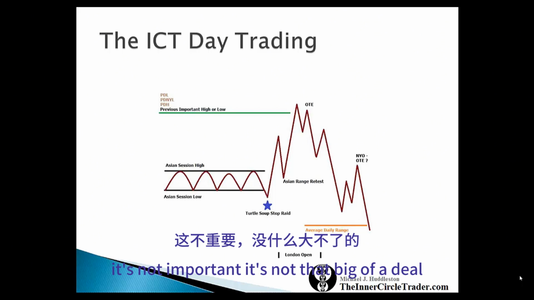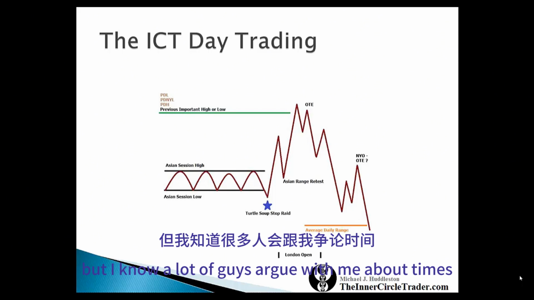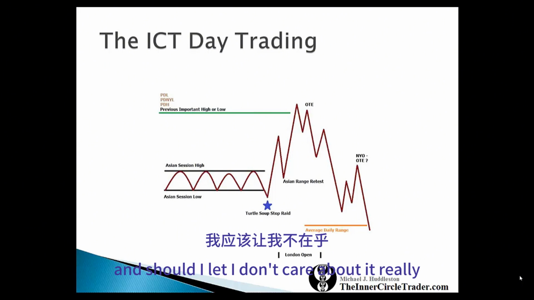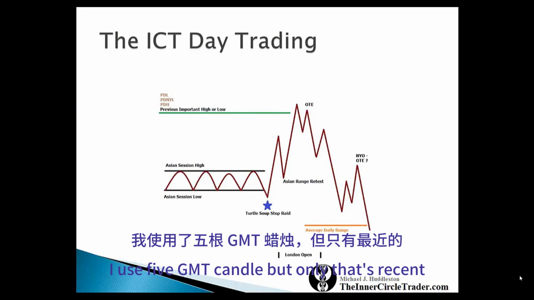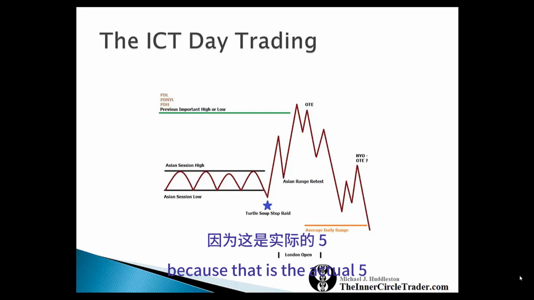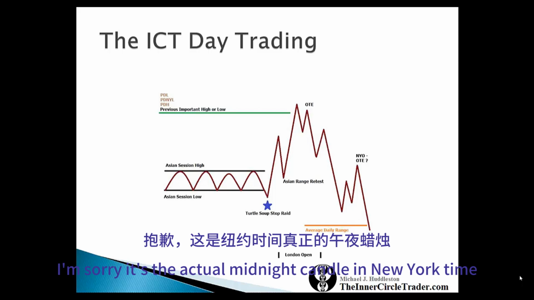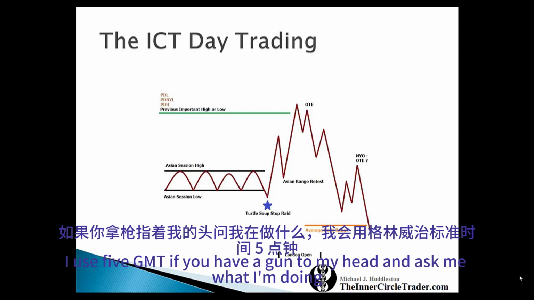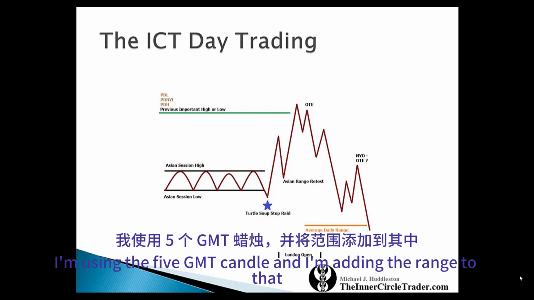It's not important, but I know a lot of guys argue with me about daylight savings time, and when should I move this, and I don't care about it really. I use the 5 GMT candle, but as of recently I've been using the 4 GMT in my platform, because that is the actual midnight candle in New York time, not specifically the 5 GMT candle. But I use 5 GMT. If you have a gun to my head and ask me what I'm doing, that's what I'm doing, guys. I'm using the 5 GMT candle, and I'm adding the range to that.